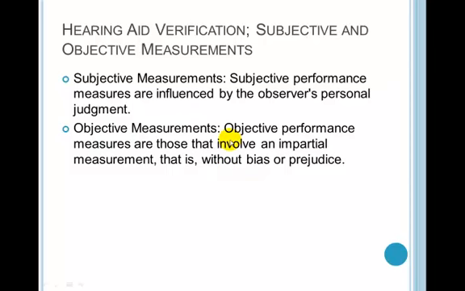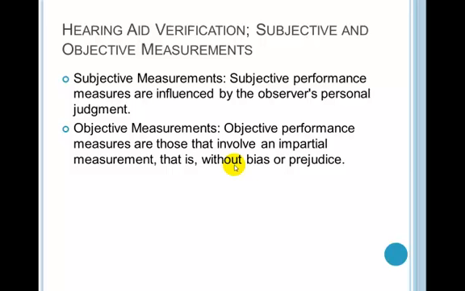Whereas objective measures, our performance measures, are those that involve an impartial measurement, that is, without bias or prejudice. So something that we can measure. In a case history, that's going to be subjective, the patient saying, I have hearing loss in my right ear, or I'm deaf in my right ear. Our objective measurement would be an audiogram verifying a severe to profound loss in the right ear. Okay, so that's the difference.